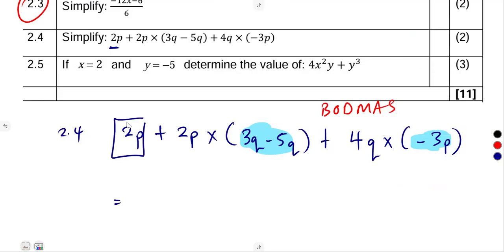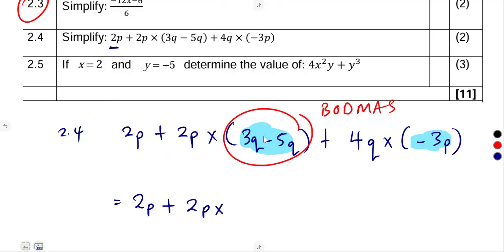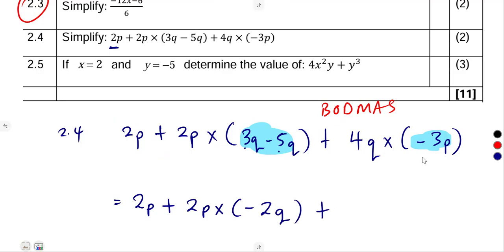Meaning to say that 2p is just going to remain as it is because it is being added. So just ignore that one. So 2p plus. This 2p is supposed to multiply this bracket. So let's simplify what is inside of the bracket. So it's going to be 2p times, what are we going to have inside the bracket? Let's subtract 3 minus 5. That's a negative 2. So that's negative 2q. Plus 4q, which is going to multiply this.